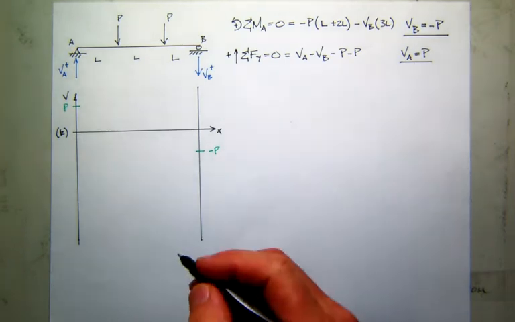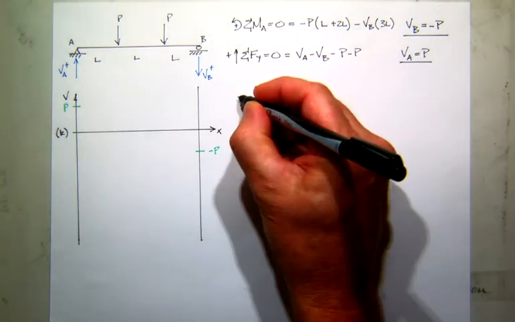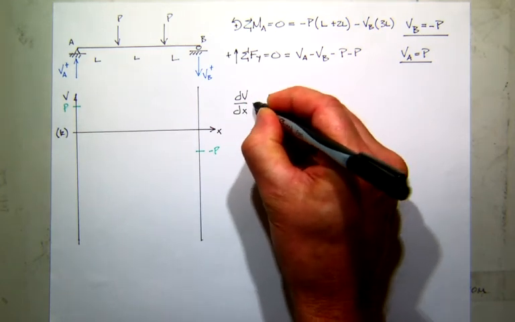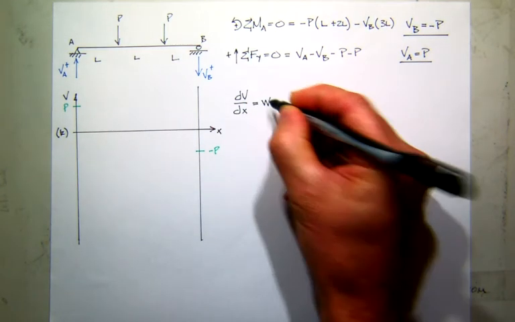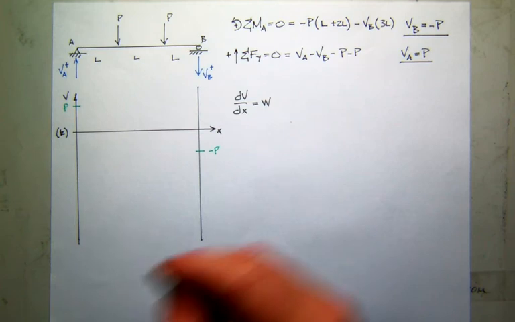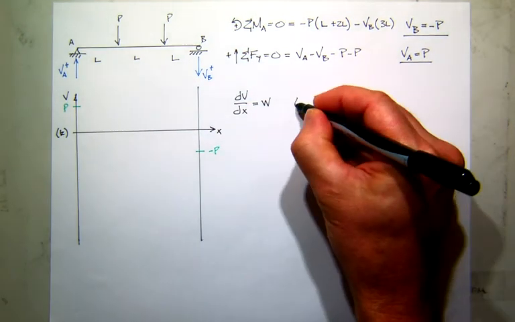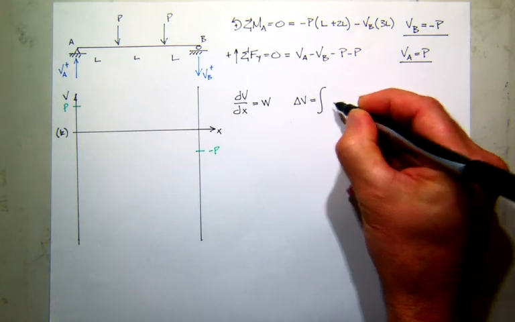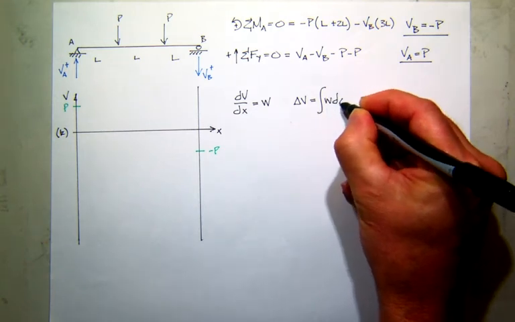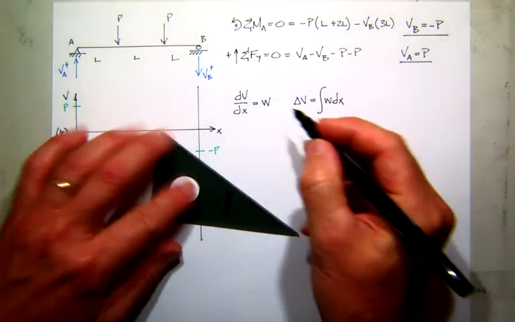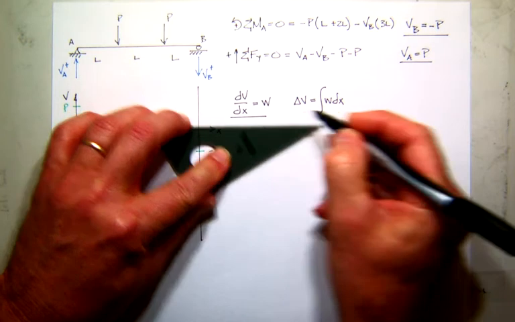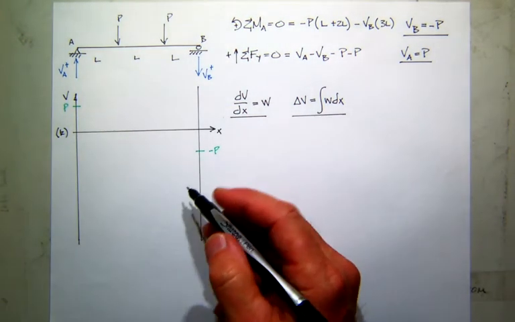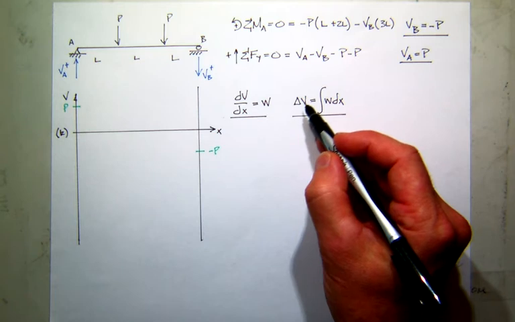Now, what's our fundamental relationship? We know that the change in shear is equal to what? The load. We also know that the change in shear is equal to the integral under the load curve. These are the two fundamental relationships that I need to build my diagram. So let's start with this one first, the change in shear.